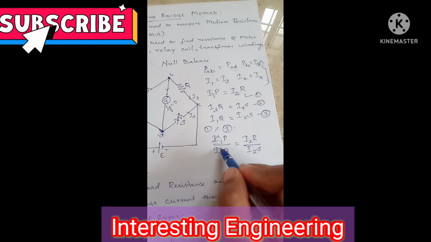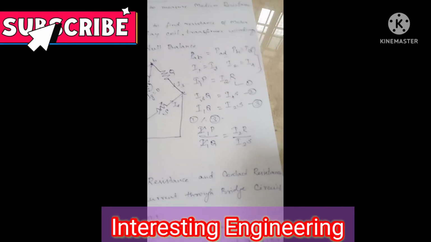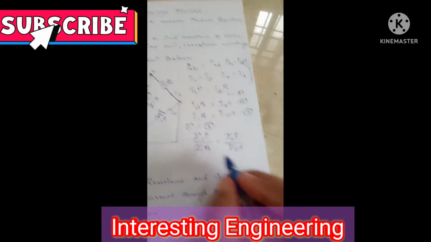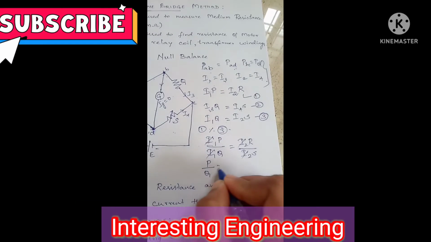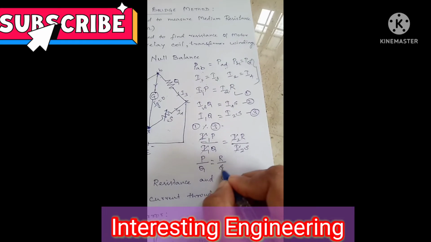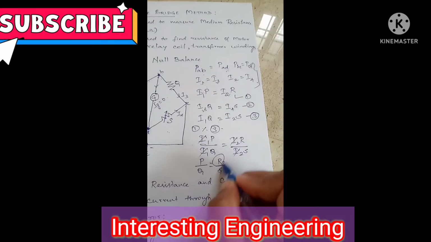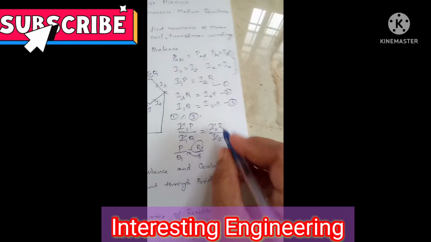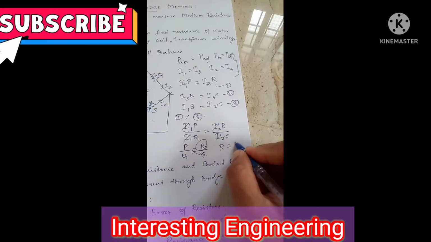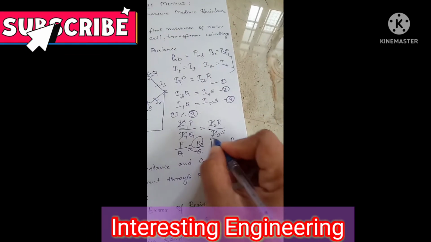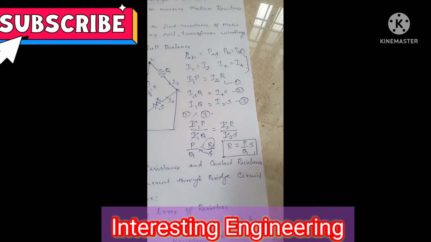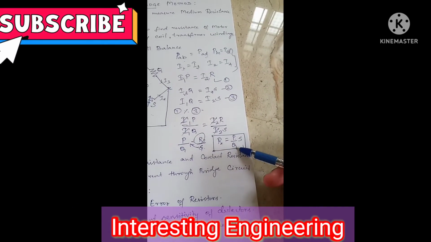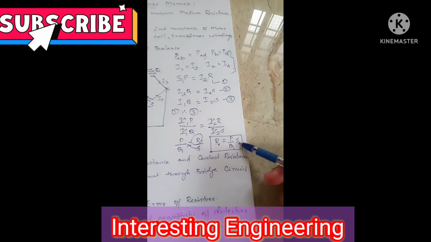Since I1 is there at both the numerator and denominator, I am cancelling it out, and I2 cancels out. So the remaining term will be P by Q is equal to R by S. So we need the value of unknown resistance R. So I am multiplying it here. So R will be equal to P by Q into S. So this is the equation for unknown resistance. R is equal to the value of known resistances P by Q into standard resistance S.